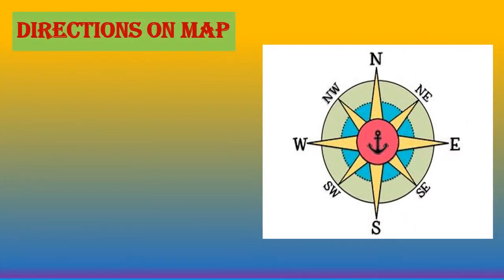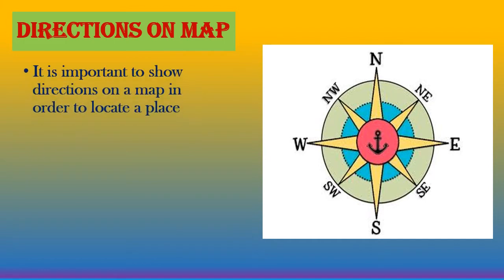Okay, let's talk about the directions on a map. It is important to show directions on a map in order to locate a place. To know where places are in relation to one another, people use a system for telling directions.